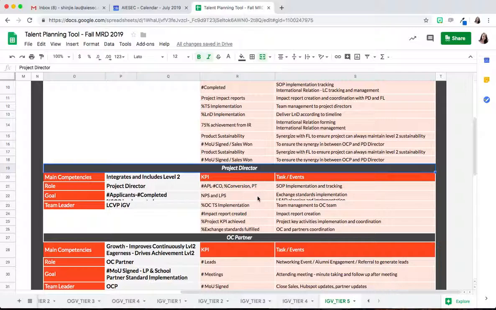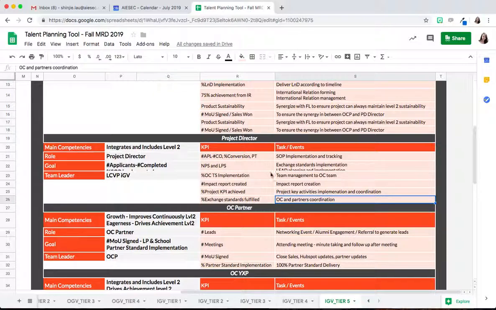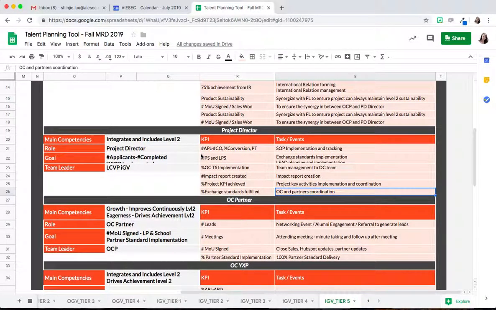As usual, you need to take care of your projects in terms of conversion or how many apply to complete, and then partner and also customer experience, and then your OC team standard implementation. Lastly is about your project impact, and then how is your project in terms of KPI achieved, and then exchange standard fulfilled, okay, which is your OC and partner coordination, in both sides. Okay, so strategic role as well, making sure all the execution is being done in a project base. Okay, that's what makes it different.